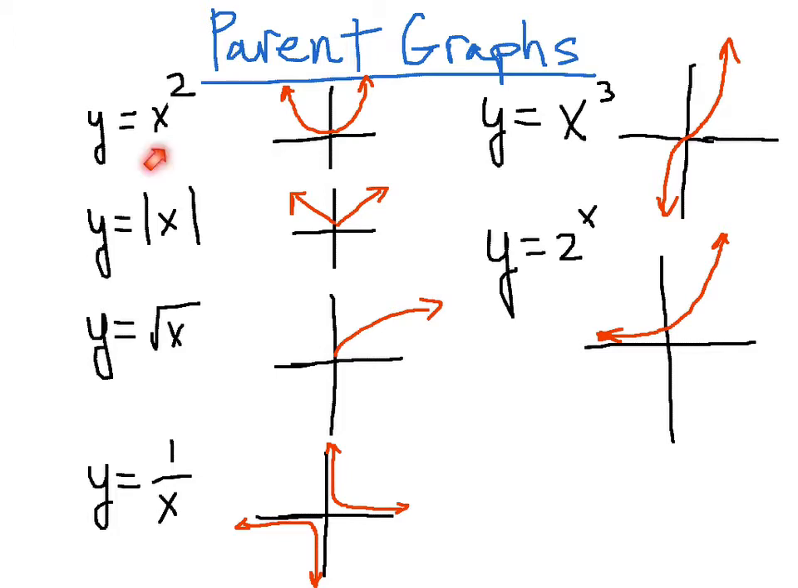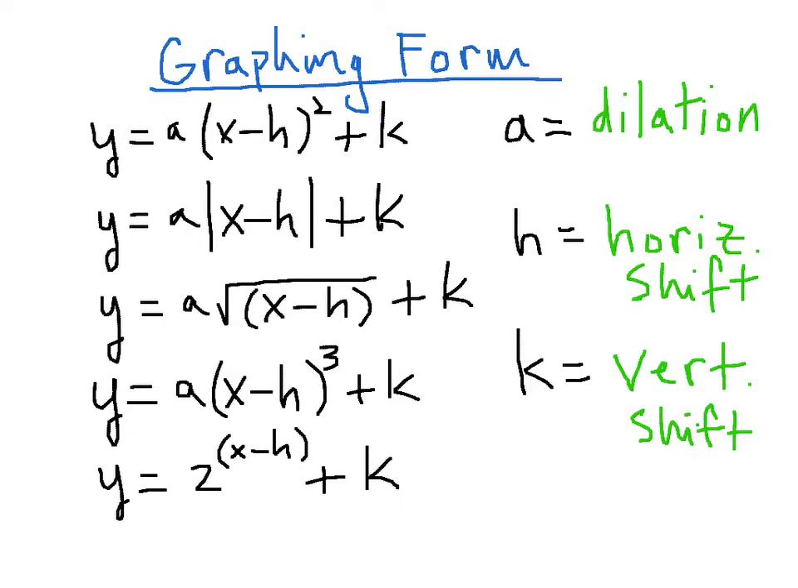This one you're familiar with, our quadratic. We have absolute value, we have radical function, we have our hyperbola, we have our cubic function, and our exponential function, which we will always have a base of 2. Now each of the parent graphs have a general graphing form that involves an A, an H, and a K value. And A, H, and K work the same in all of the general graphing forms.